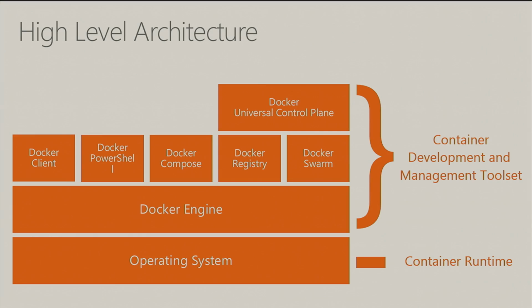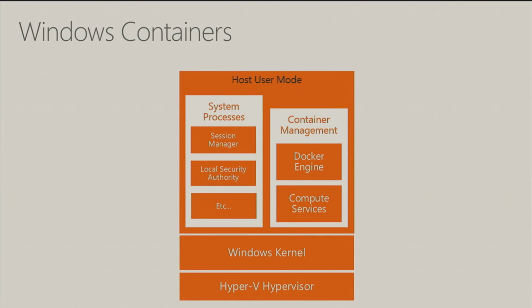So I'm an operating system guy. I want to dive into the operating system. How did we make the operating system work? This should look fairly familiar to most people who've looked at Windows architecture. We have a user mode, and we have kernel mode. Kernel mode's got a bunch of drivers in it. User mode has a bunch of processes in it. If you look at any Windows machine, you're going to find a bunch of common processes. We call them the system processes. Local security authority, things like that. And then we've got our container management, the host compute service we just talked about a little bit, and then the Docker engine, more importantly.